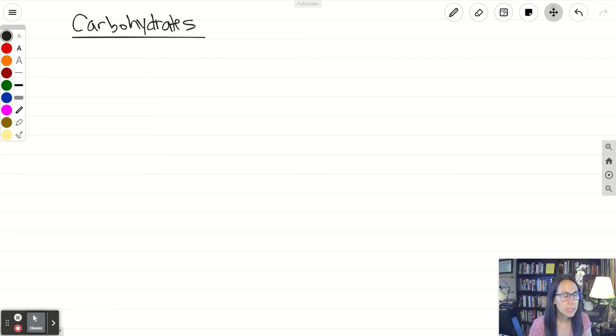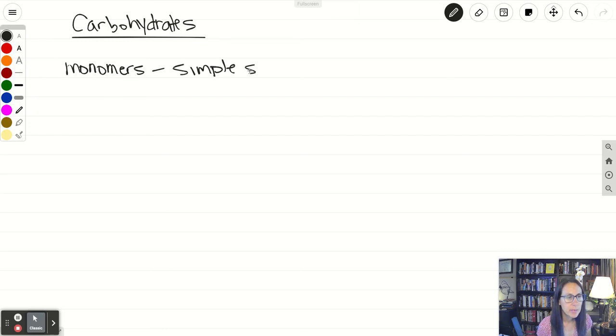And so, first, I want to tell you what carbohydrates are made of. The monomers for carbohydrates are what we call simple sugars. And a simple sugar is a carbon based molecule, and it is also known as a monosaccharide.